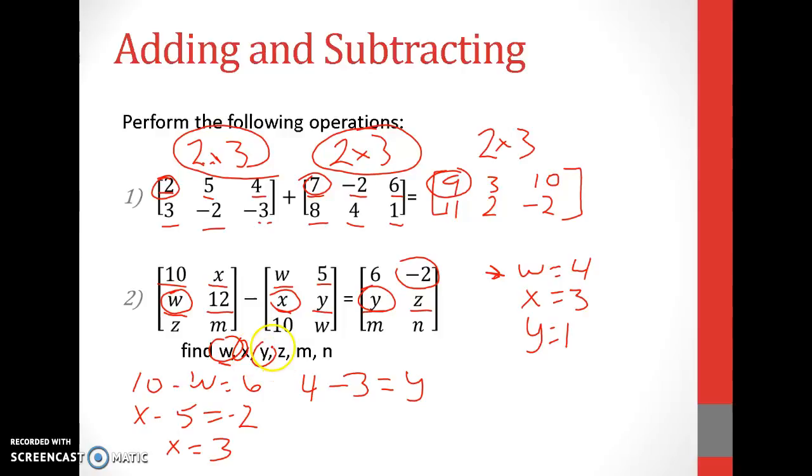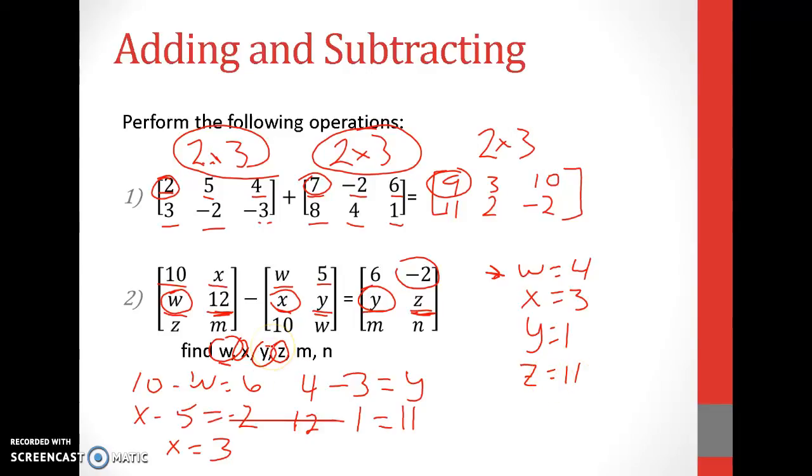So we now have what y is. Now I want to figure out what z is, and I have the z in this location here, which is the second row, second column. So I could start with the 12, and I have 12 minus y, but y is 1. And so 12 minus 1 is 11. That means that z is 11.